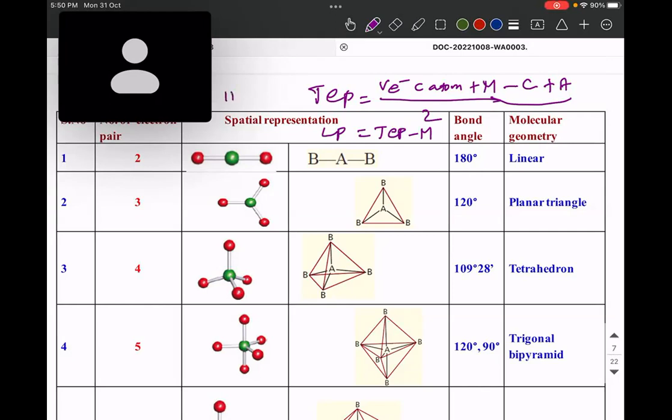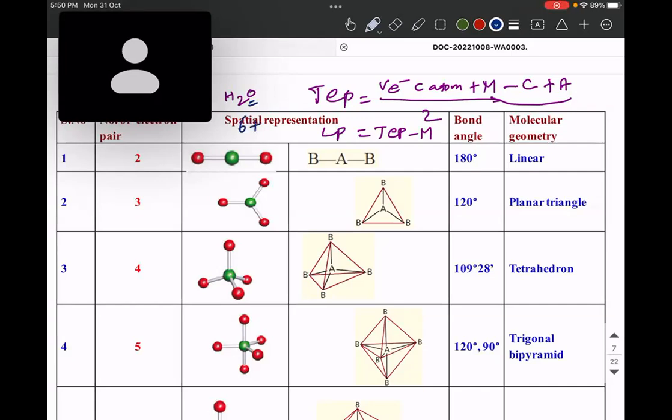H2O. You tell me, what is the central atom? Oxygen. What is the valence electron configuration of oxygen? 1s2, 2s2, 2p4. So totally 6. So 6 plus how many monovalent atoms?